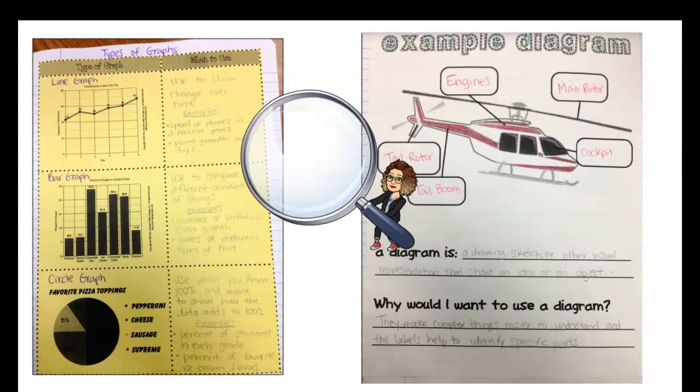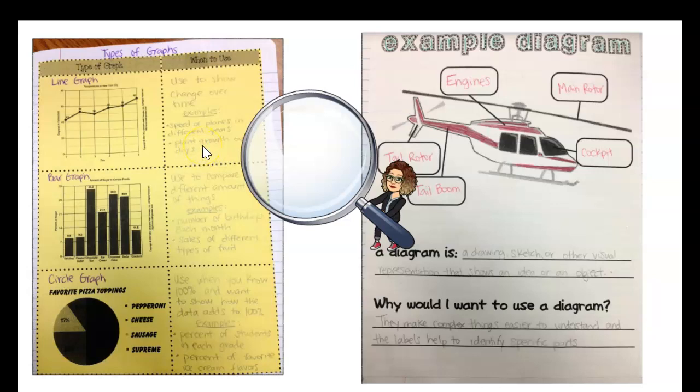As a follow-up to the video that you just watched, here are the top 3 types of graphs that we see on a lot of science boards. You have your line graph, okay? This is used to show change over time, okay? So example would be the speed of planes in different years, plant growth over a couple of days, okay?